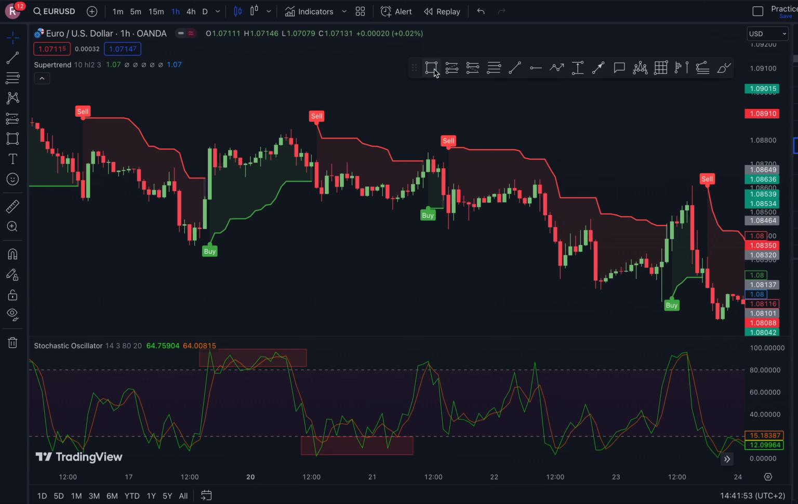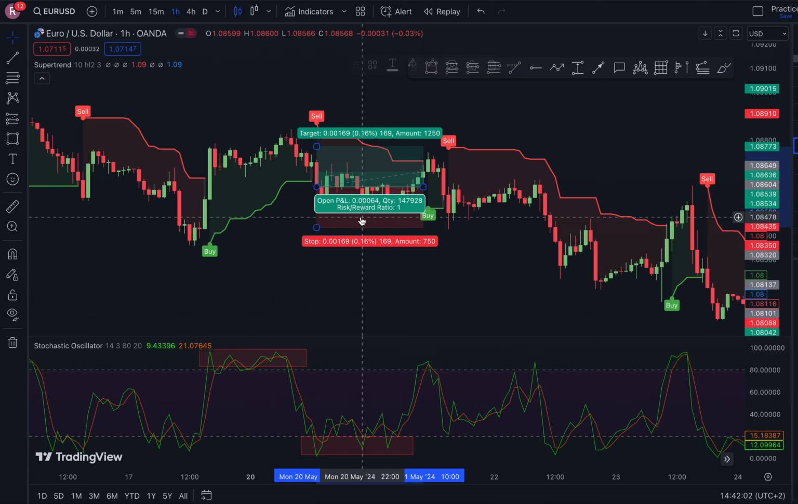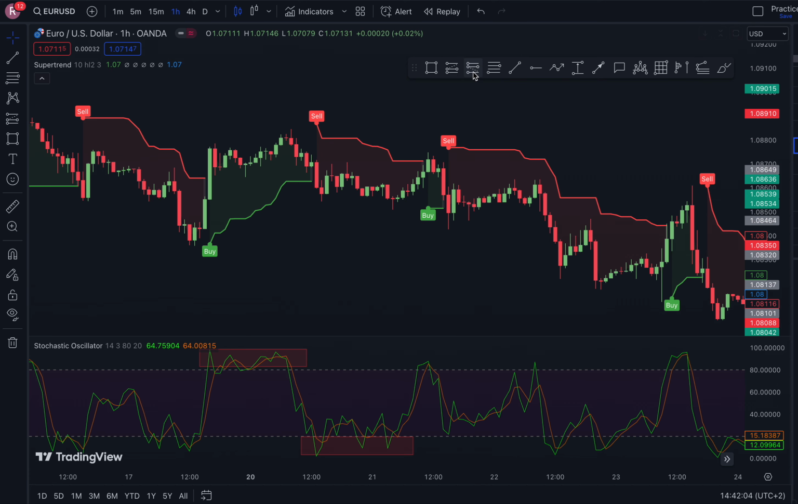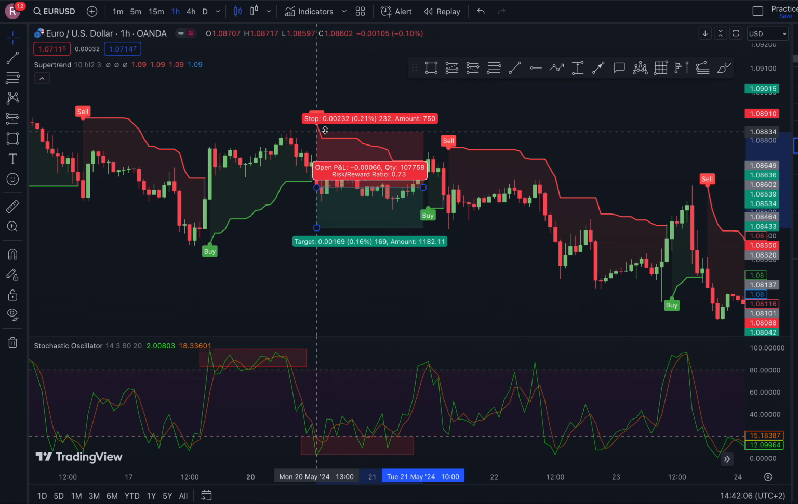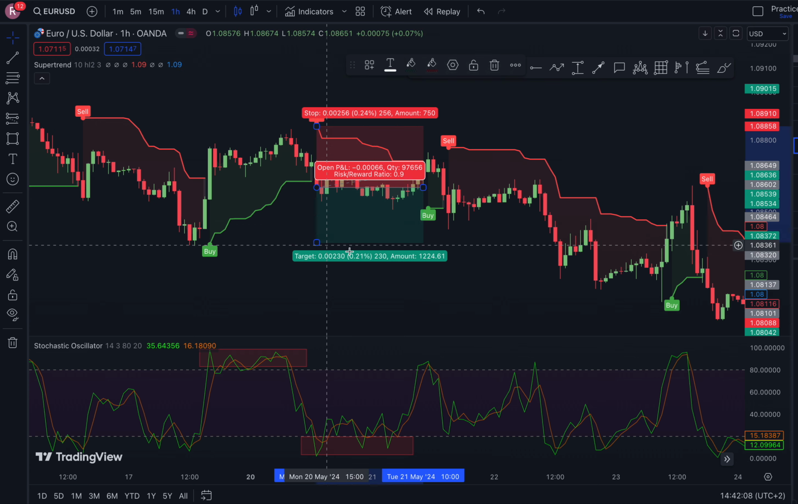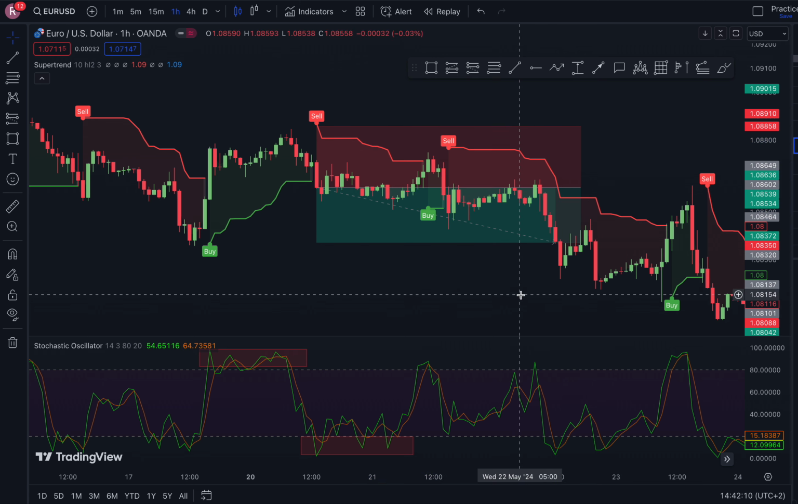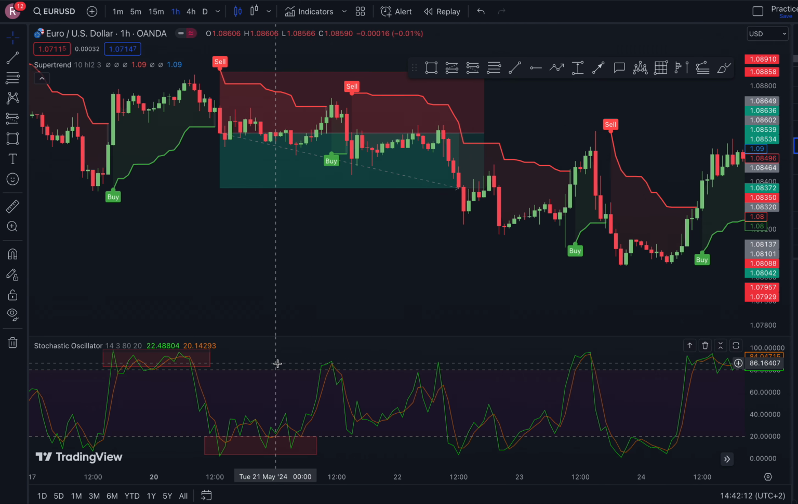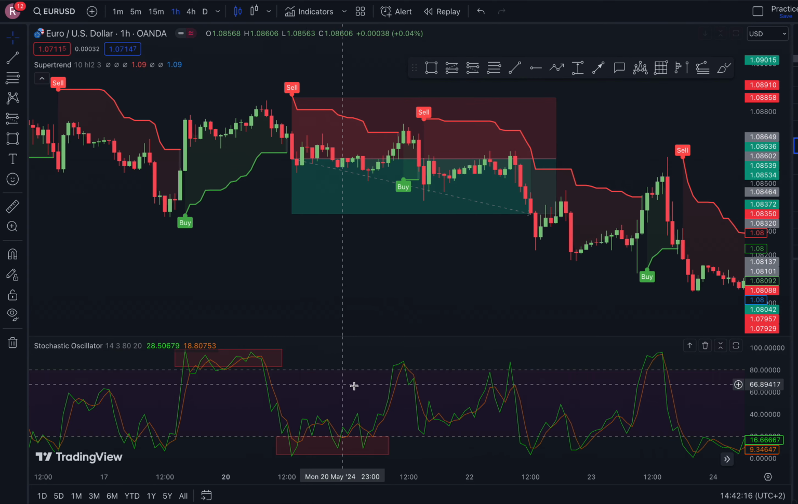Step two, wait for a sell signal as such. After your price is overbought, you want to wait for a sell signal from your indicator right here. That was a nice trade. And when price is oversold, you wanna trade.